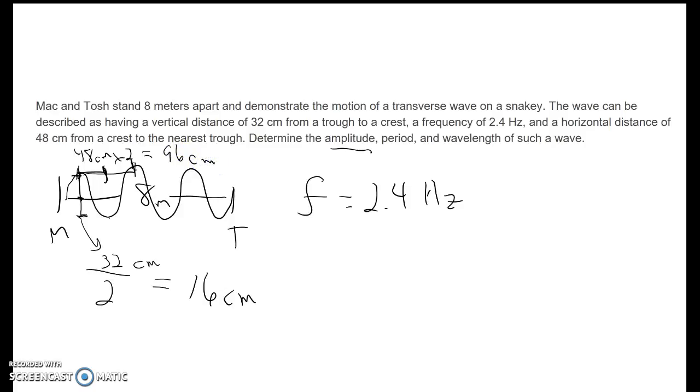And then let's look at the period. The period is just 1 over frequency. So 1 over 2.4, right? And when I do that math, I get 0.42 seconds. And that's my period. So I took different information and I could apply it.